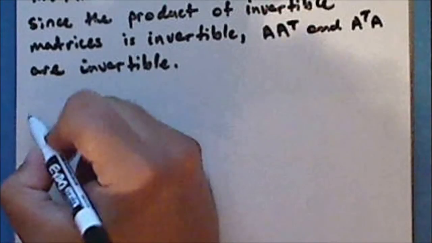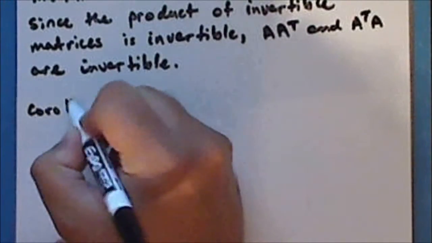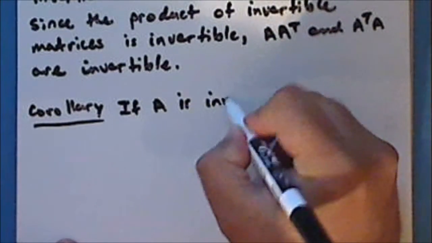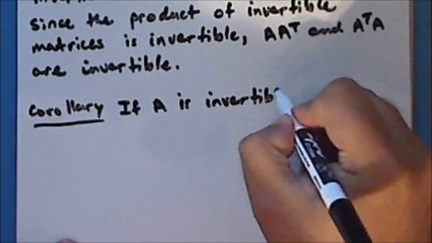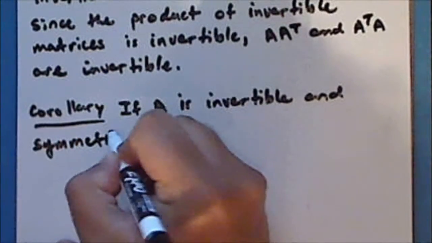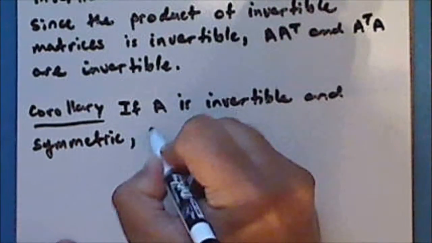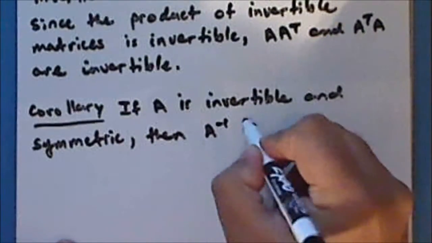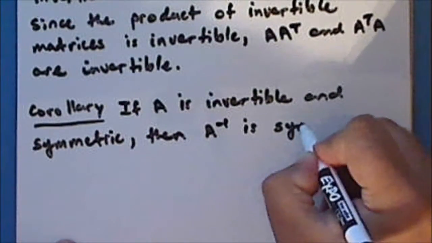So as a second corollary of the previous theorem, if the matrix A is invertible and symmetric, then the inverse of A is symmetric.